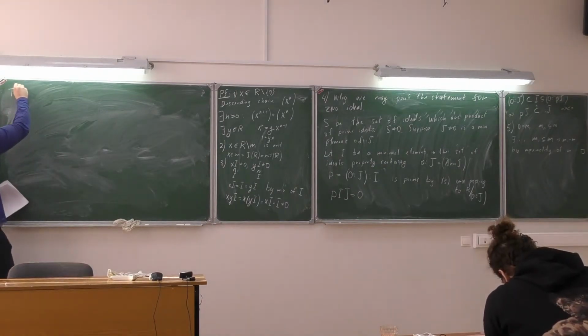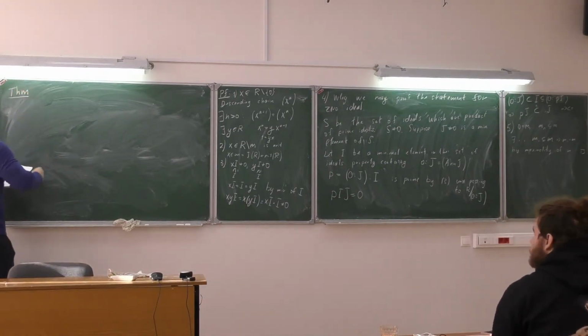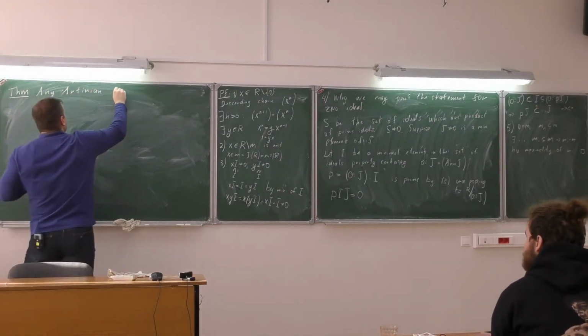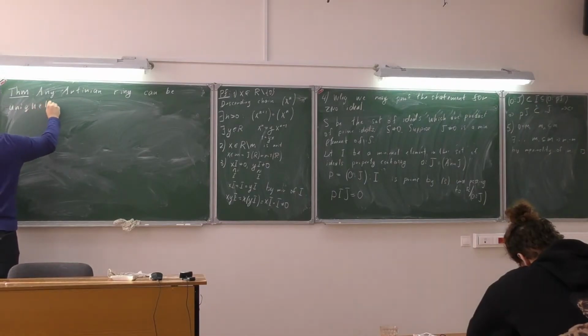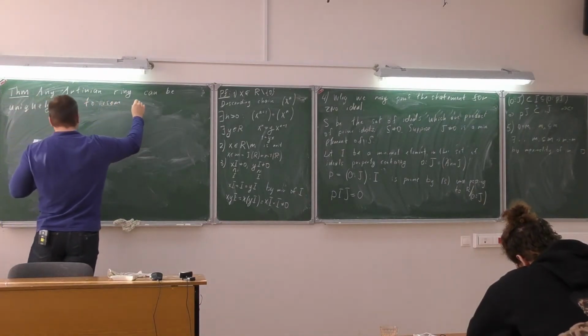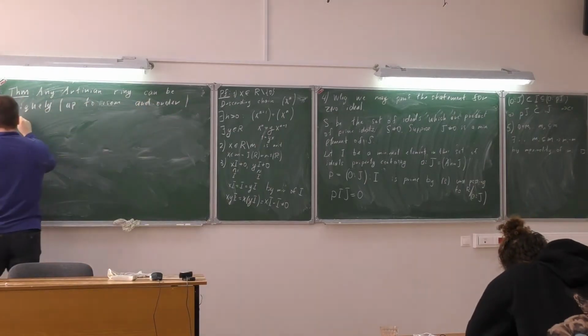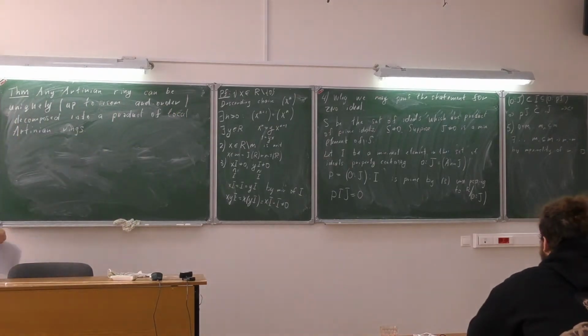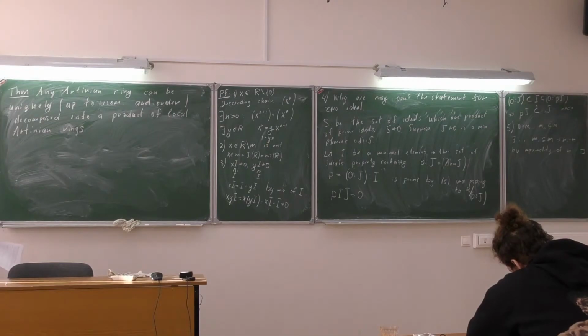The next theorem is sometimes called the structure theorem for Artinian rings, and it says that any Artinian ring can be uniquely, again as before, up to isomorphisms and order, decomposed into a product of local Artinian rings. This product has to be finite, right? Because if the product is not finite, you get infinitely many maximal ideals.